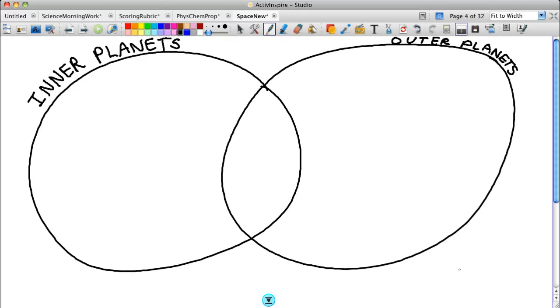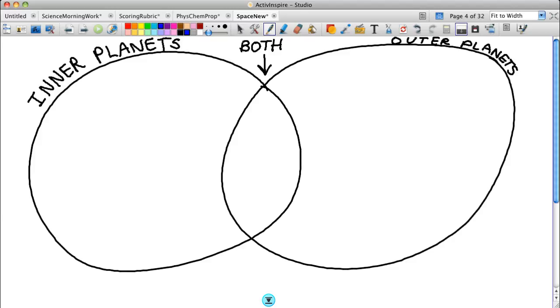And then in the middle, so we've got inner planets, we've got outer planets. In the middle, we're going to put things that apply to both. Tell me when you're ready to start.